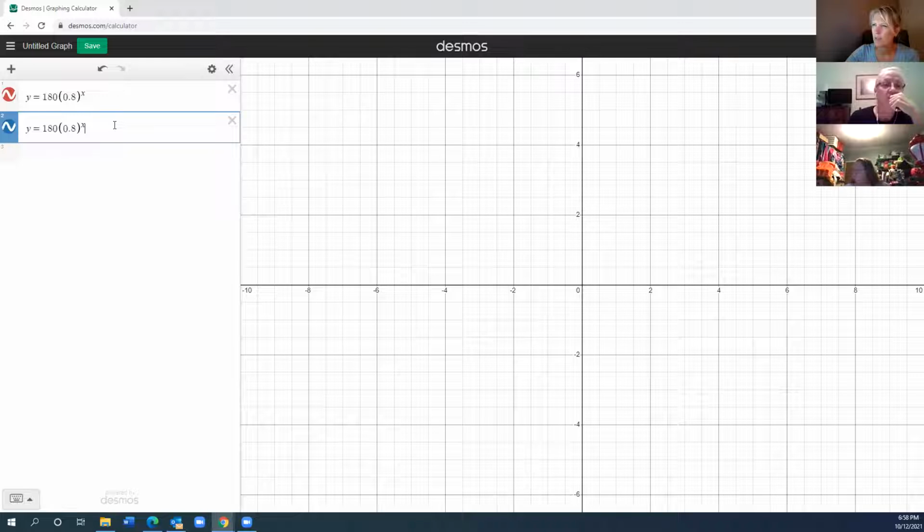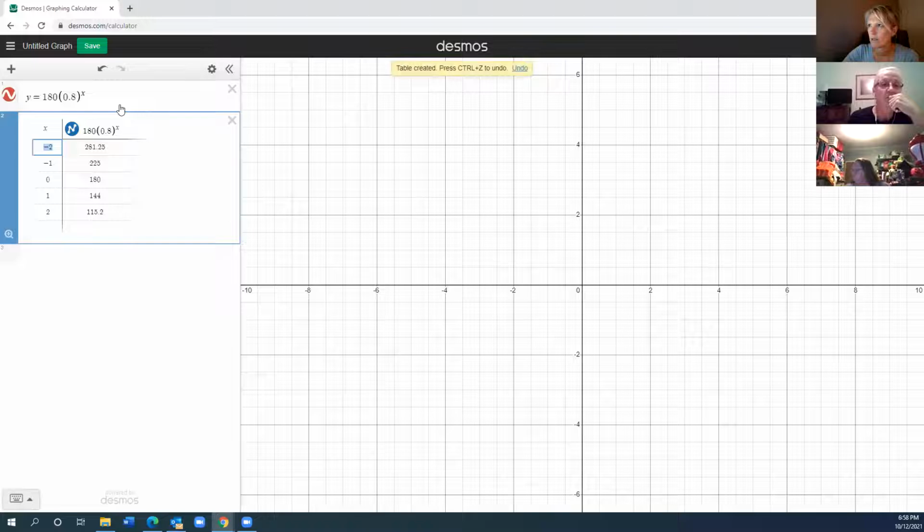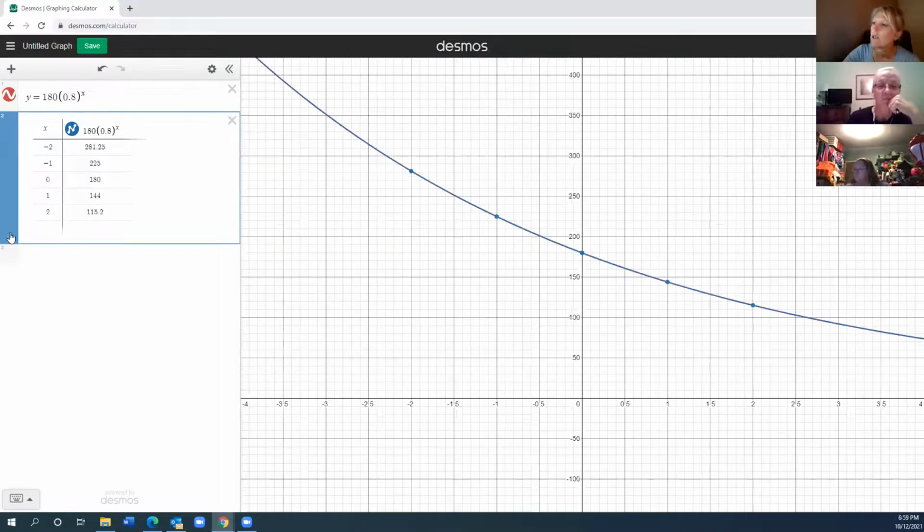Because once you make the table, you can't slide on it. I don't know why. I haven't figured that out. So this one up here in red, I can slide on it. And this one down here, I can type in the table. So I'm going to do my zoom fit with my magnifying glass, and there it is. And there I can slide now. I like being able to slide.